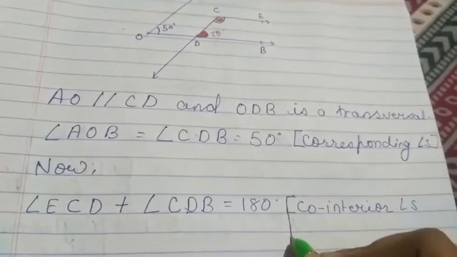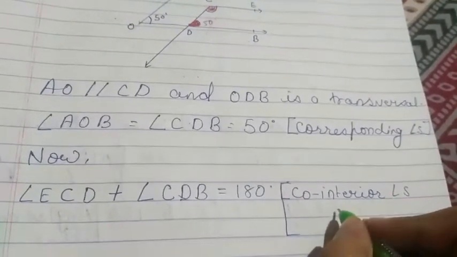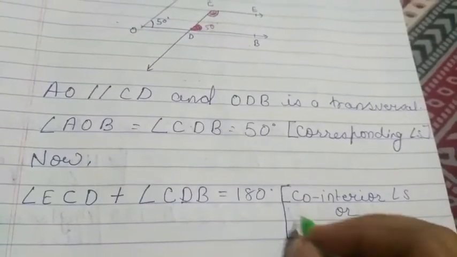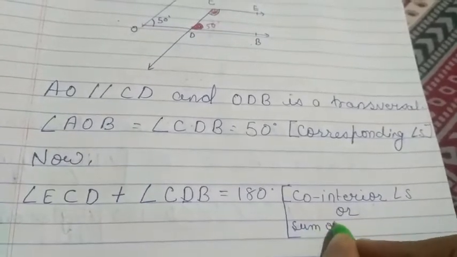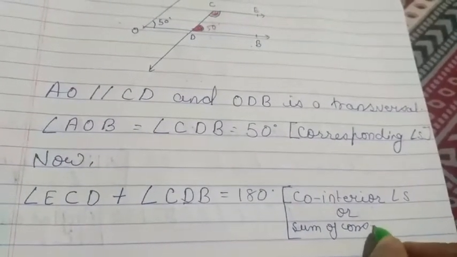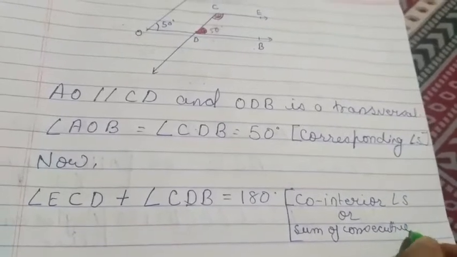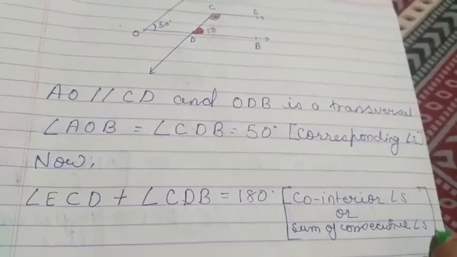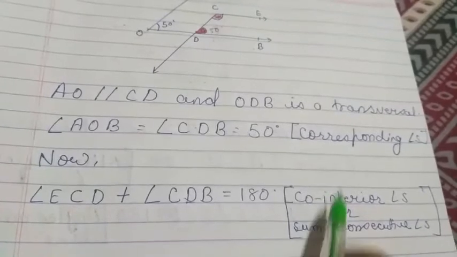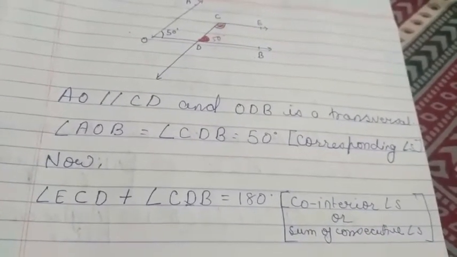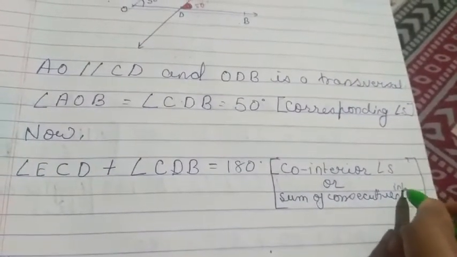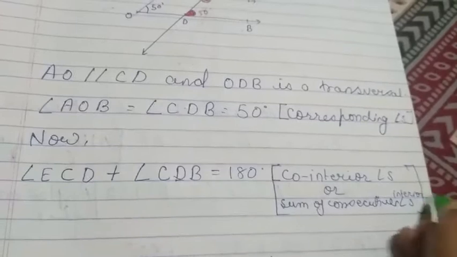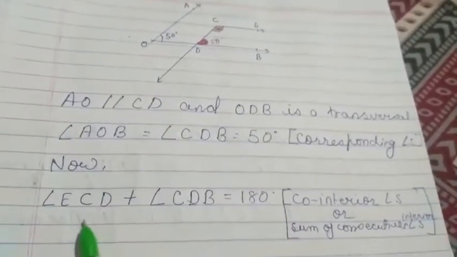Co-interior angles, but I want to retain both of them. Co-interior angles, or you can say the sum of consecutive interior angles. Both things are the same. So the sum of both angles is 180 degrees.